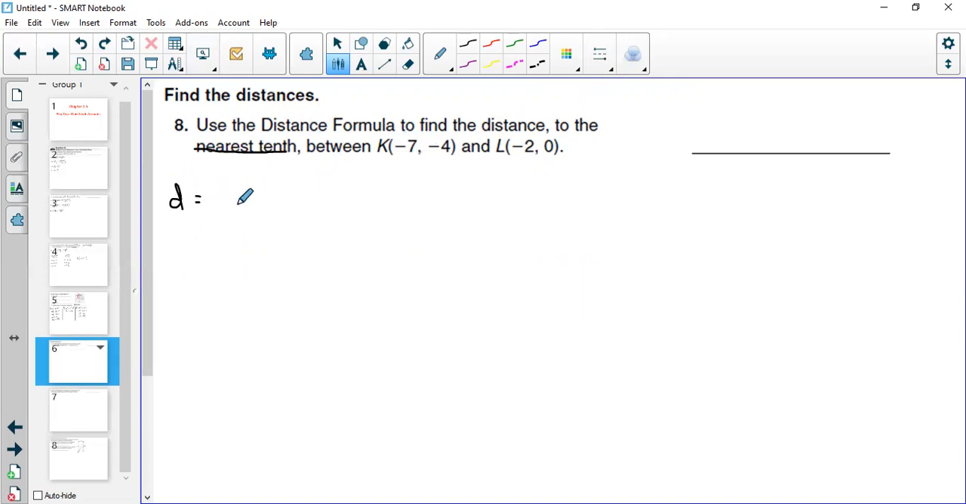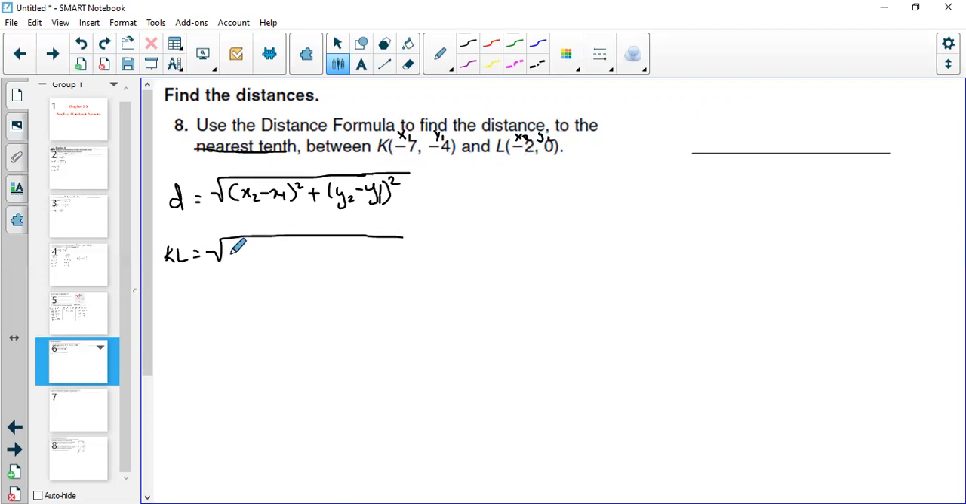The distance formula is the whole root of (x2 minus x1) square plus (y2 minus y1) square. So this is x1, this is y1, this is x2 and y2. Okay, so the distance between K and L. So instead of d, let's write KL. So it's going to be the whole root.